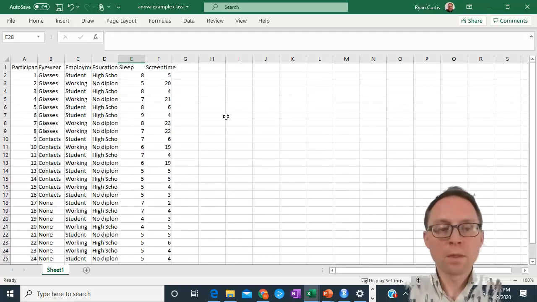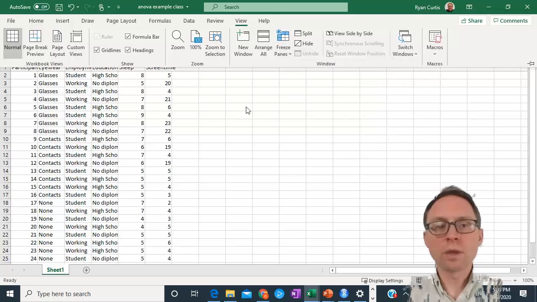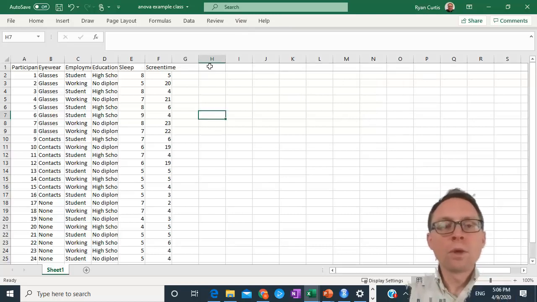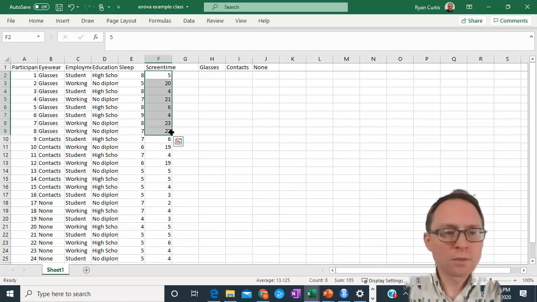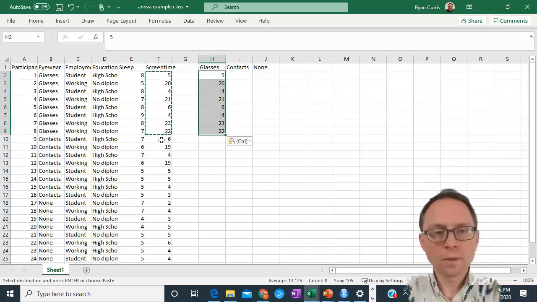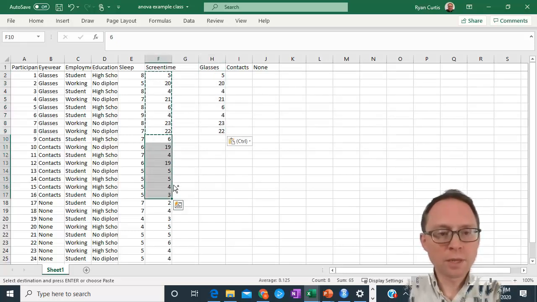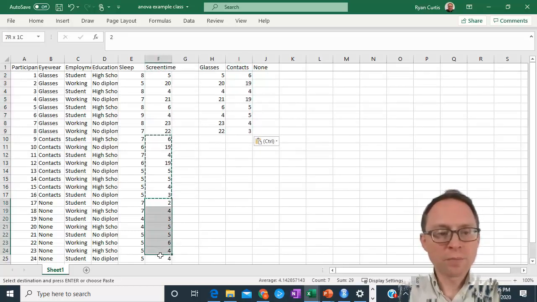Now, when I split these, I'm going to just freeze that top row so you can see what I'm looking at each time. When I split these now, let's make a glasses group, a contacts group, and a none group, meaning they don't wear contacts or glasses. The screen time for the people who wear glasses is right here. The screen time for people who wear contacts is right here. And the screen time for people who wear none is right here.